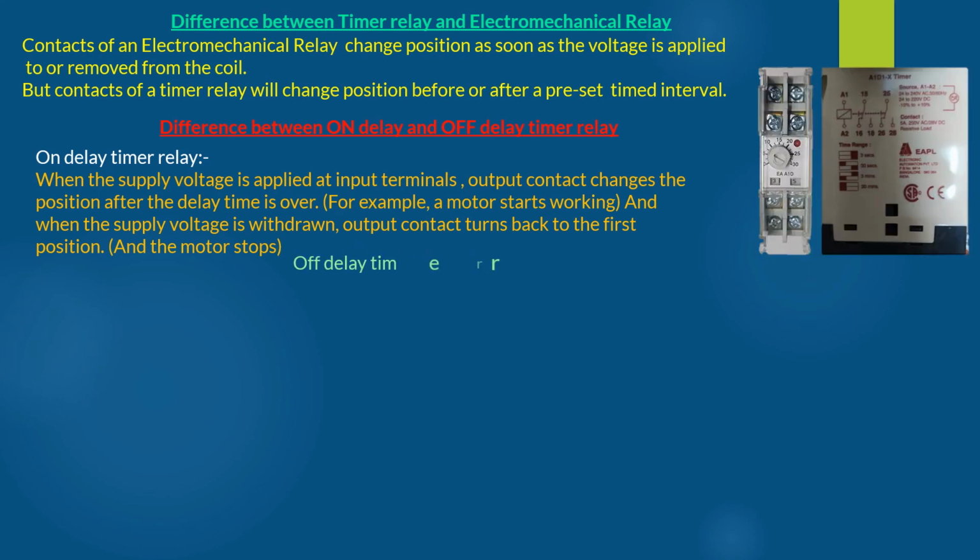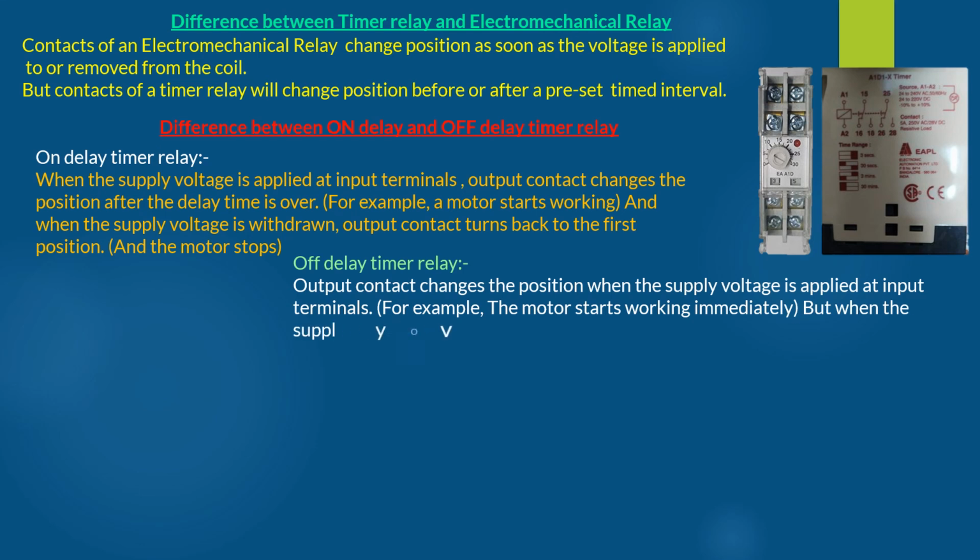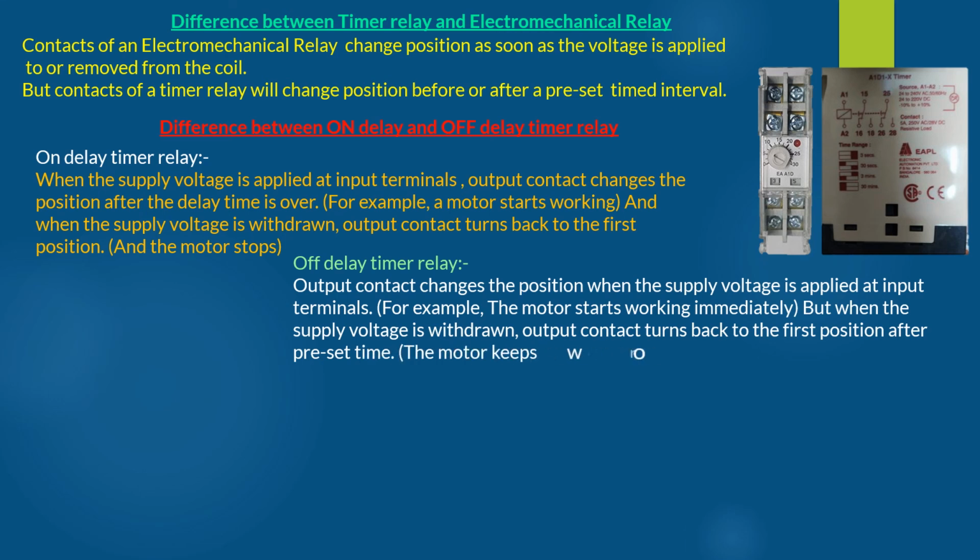Off delay timer relay. The output contact changes position when the supply voltage is applied at the input terminals. For example, the motor starts working immediately, but when the supply voltage is withdrawn, the output contact turns back to the first position after the preset time. The motor keeps working for the preset time interval.